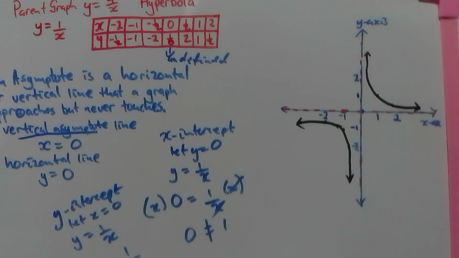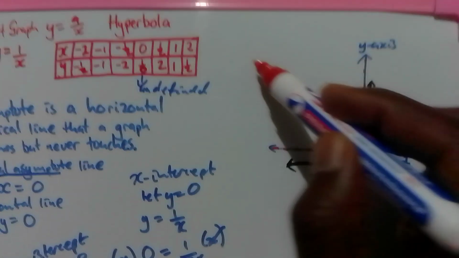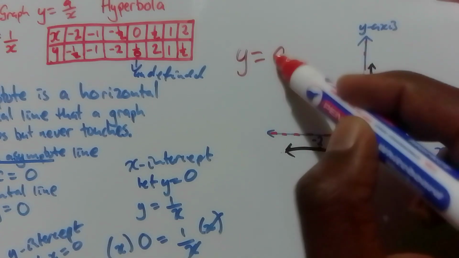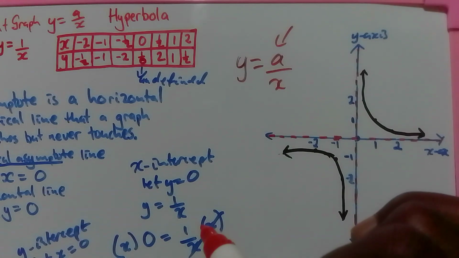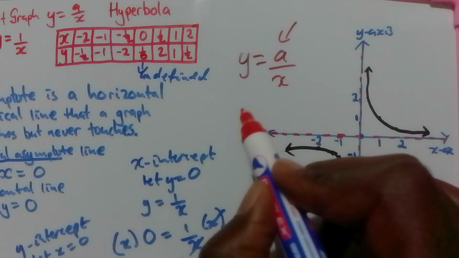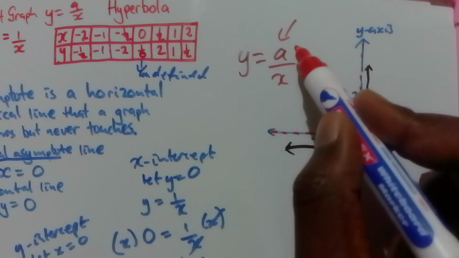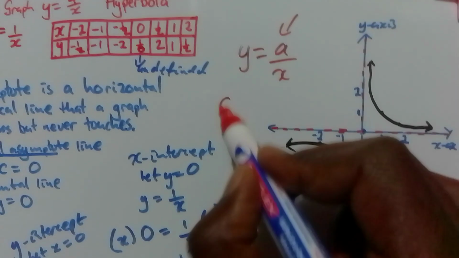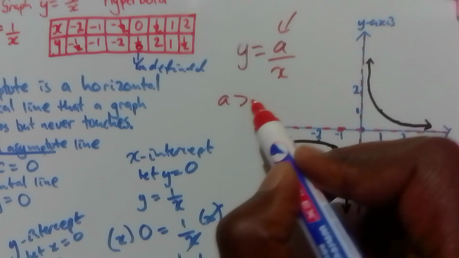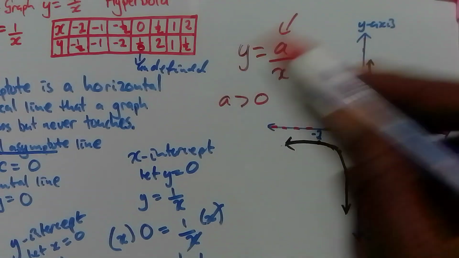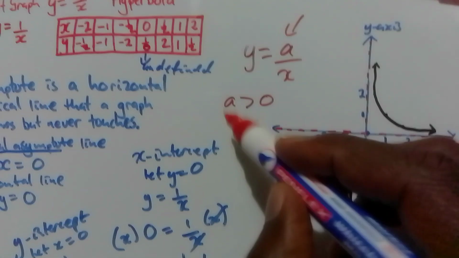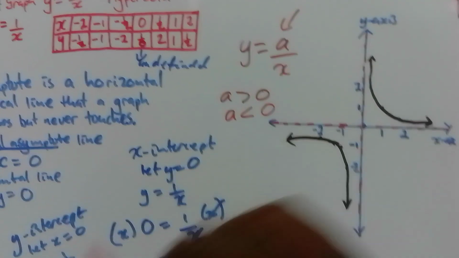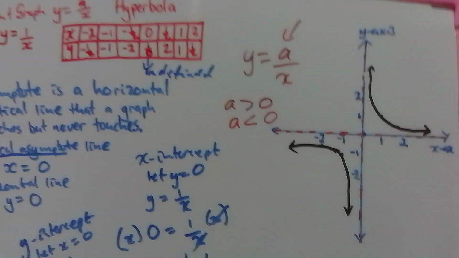On the next video, we're going to be exploring the effect of a on the graph. We're going to explore what happens to the parent graph when your a is more than 0. You don't want to miss out. And not only do we explore that, we also explore what happens when your a is less than 0.